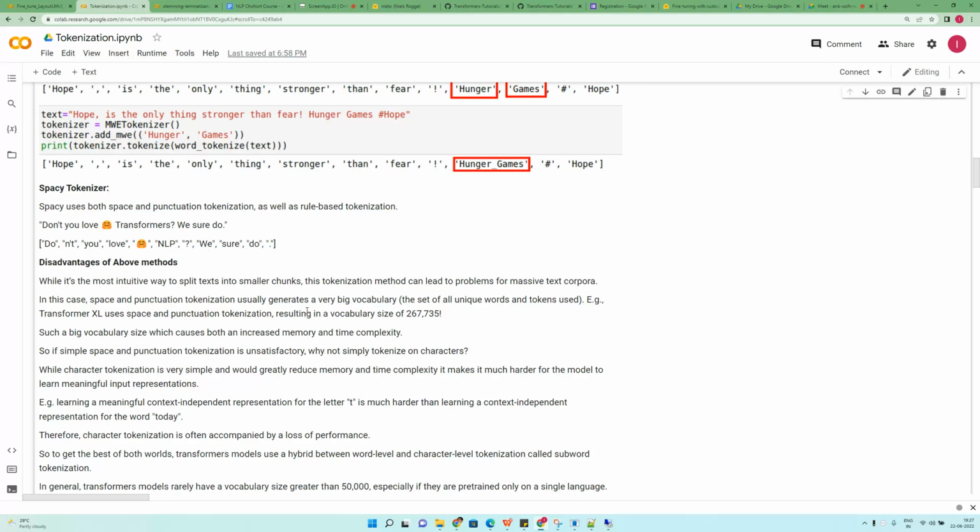When you are training the model and loading the data, it usually consumes a lot of memory, your training would be slow, and there are a lot of issues that you need to face if your vocabulary size is huge. So that is one of the major disadvantages. It increases the memory you need to store and also the time complexity, right?